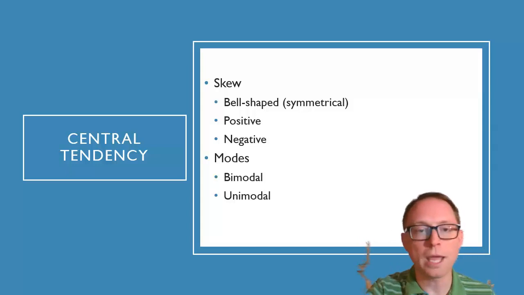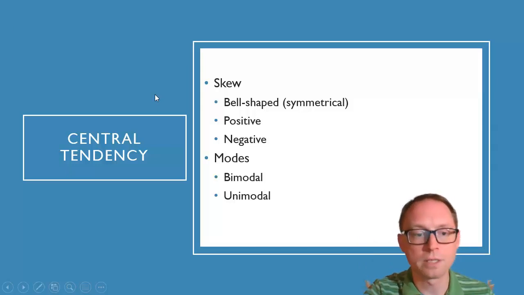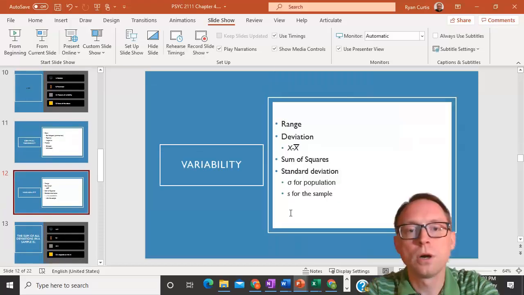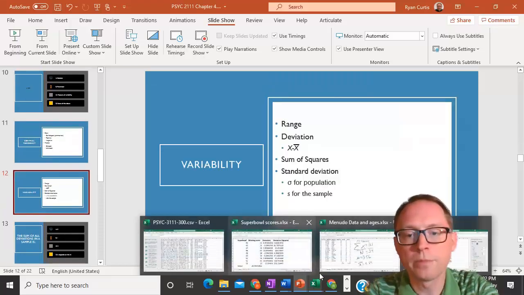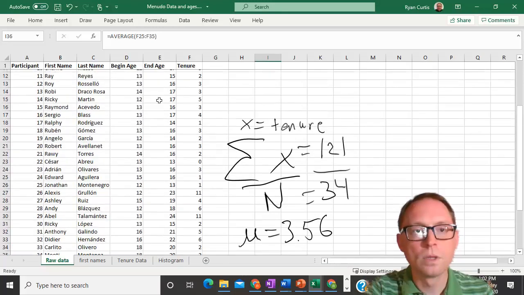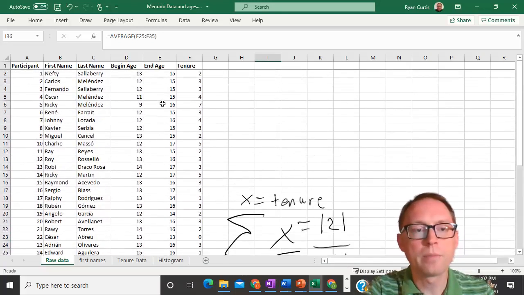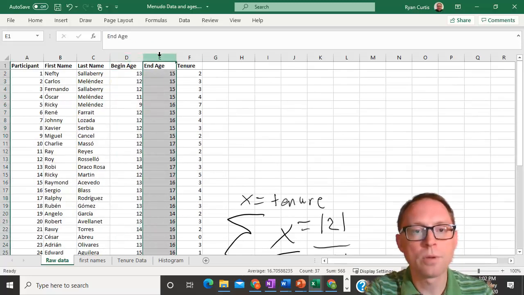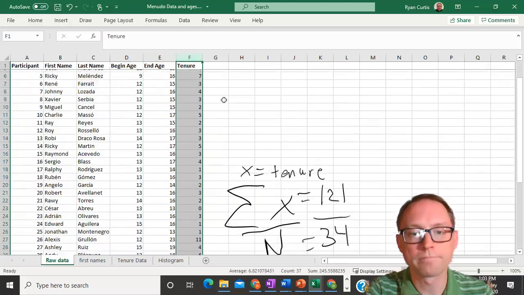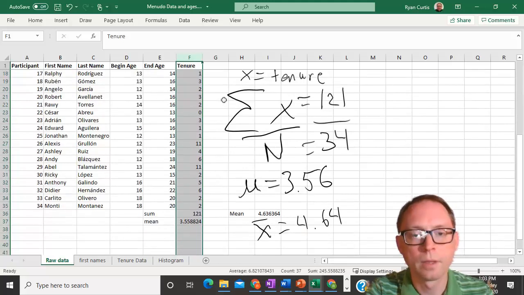So let's take a look at some of the data that we were looking at previously. We're going to look at the menudo stuff. If you remember, this is what we were looking at before. These are all the members that have ever existed in menudo, how old they were when they began their time in menudo, how old they were when they ended, and tenure means how long they were there. So we were looking at the tenure.